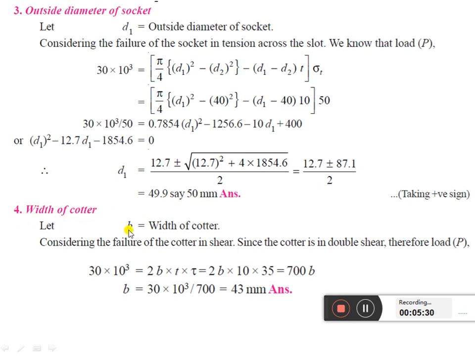Then step 4, width of cotter. So b we have to calculate. The formula, considering the failure of cotter in shear, is P equal to 2b into t into tau, that is shear stress. Substitute the shear stress value, t value and P value, and we will get the value of b, that is the width of the cotter.